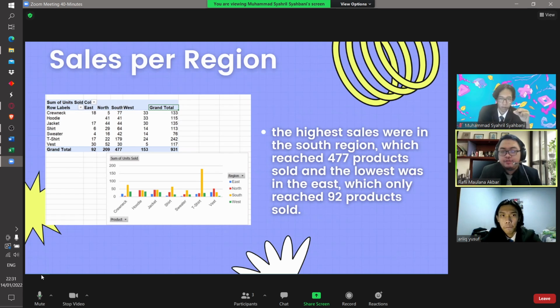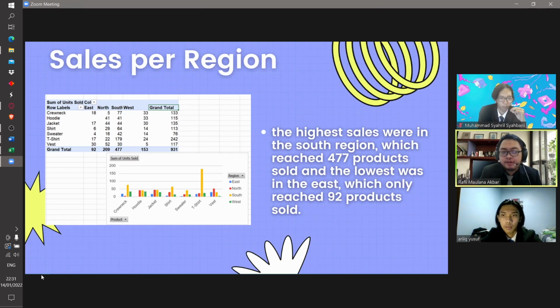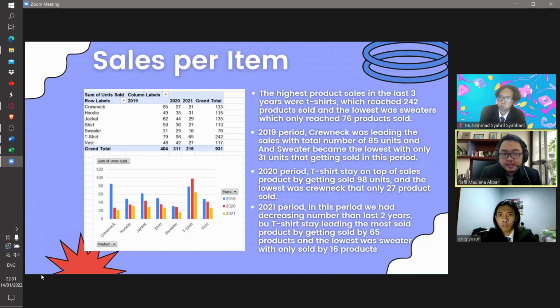Okay, let me take over from this. This is sales per region. Sales per region, we're showing the highest sales were in the South region, which reached 477 products sold, and the lowest was in the East, which only reached 92 products sold. Next slide, please.